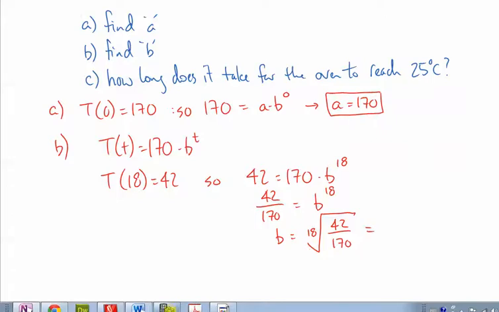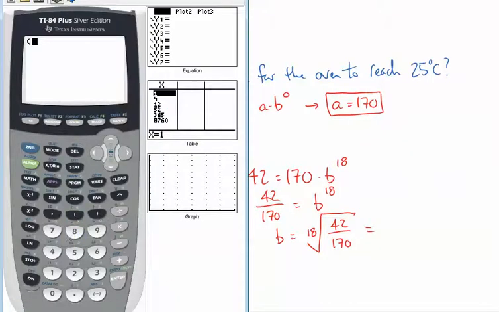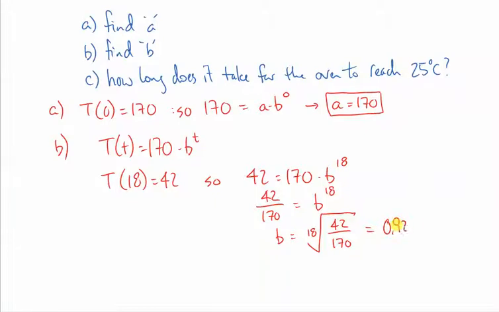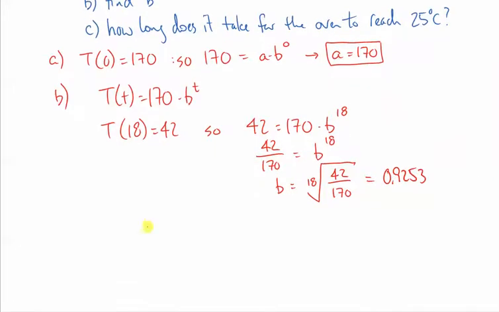Now we can do this on our calculator this way. I would type 42 divided by 170 exponent 1/18th. That's the 18th root. And I would get decimal 0.9253. So I'm now able to say the temperature at any time is 170 times 0.9253 exponent time. That's describing how this oven cools.